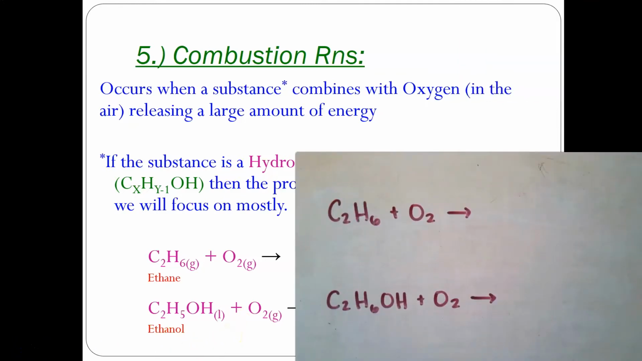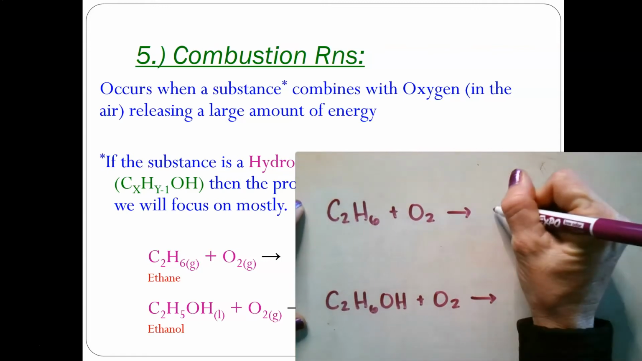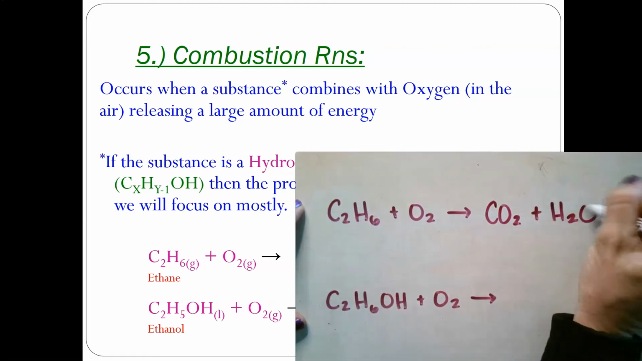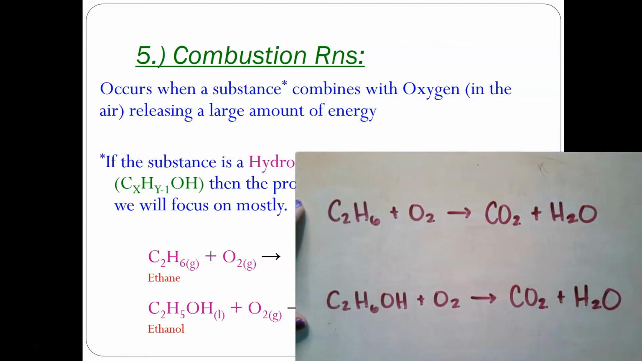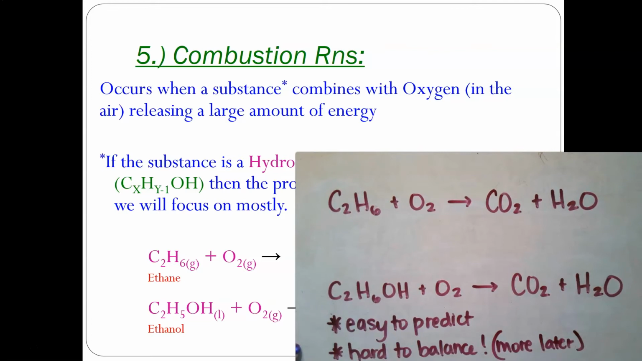The last two questions on your test will be predicting the products of a combustion reaction. It doesn't matter what hydrocarbon or alcohol we put in the problem. The products of a combustion reaction are always carbon dioxide and water. Always, every time. Combustion reactions are the easiest to predict, but they can be hard to balance. But we'll talk more about that problem on a later date.